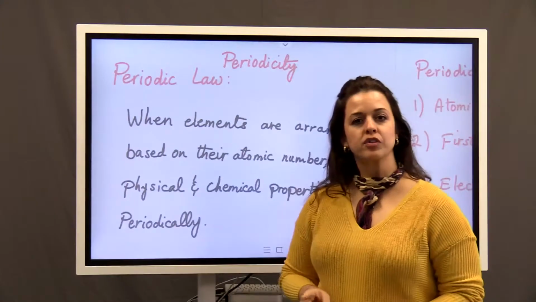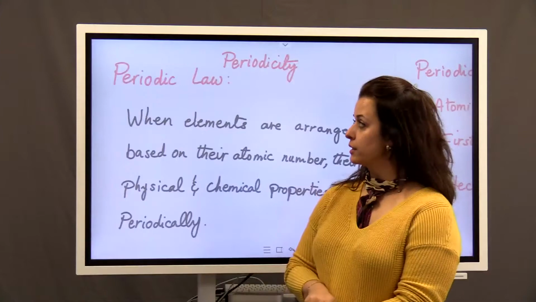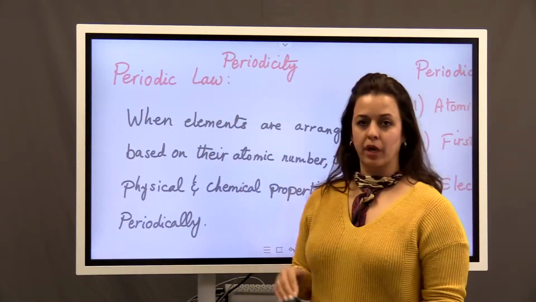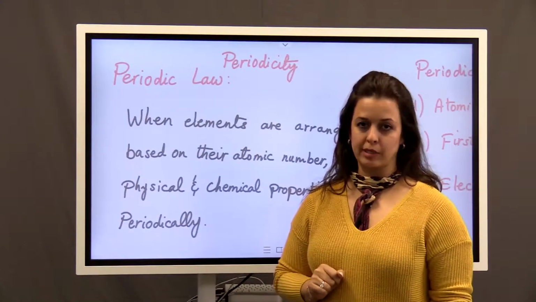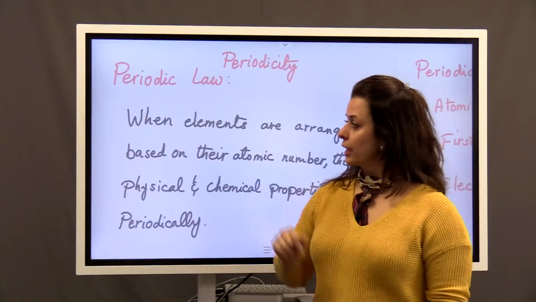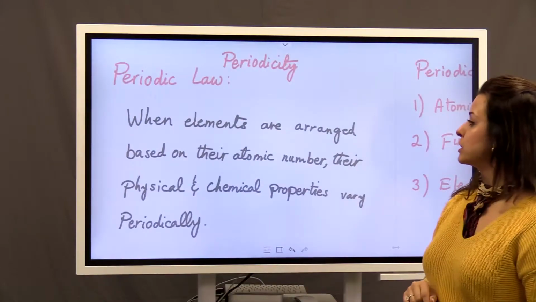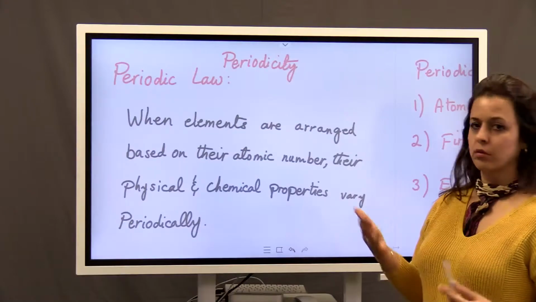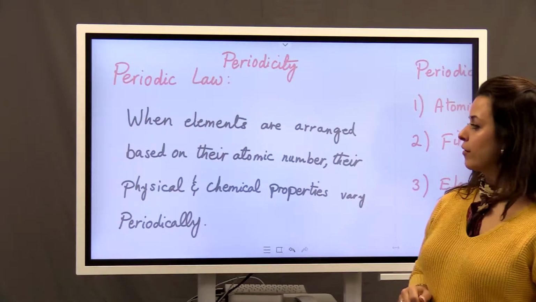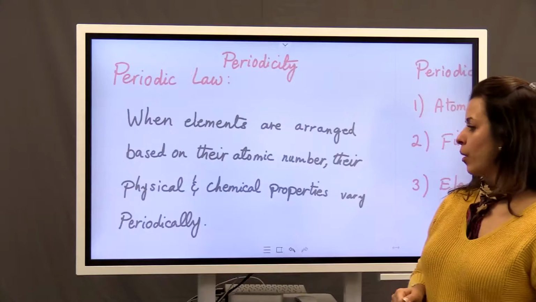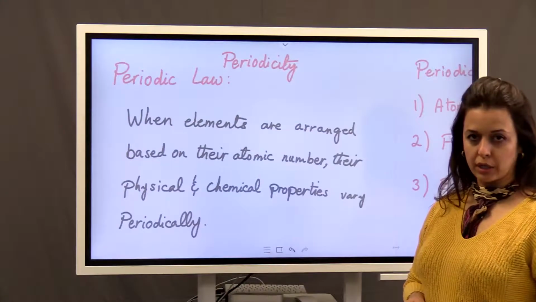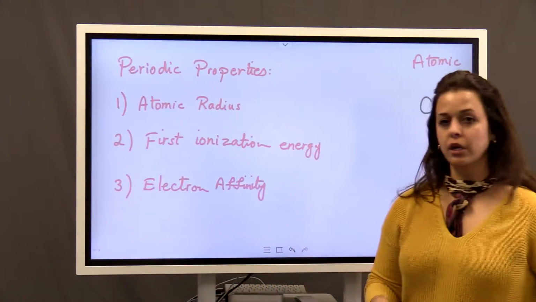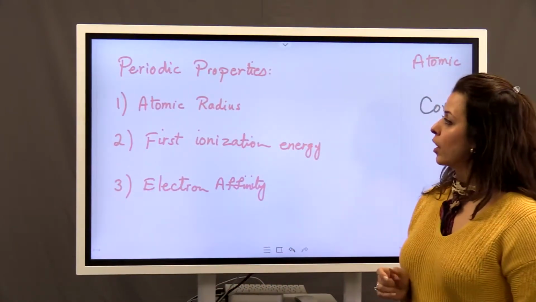The last part of chapter 8 is about periodicity. Let's find out about the periodic law and then the properties that change. Periodic law says that when elements are arranged based on their atomic number in the periodic table, their physical and chemical properties vary periodically.